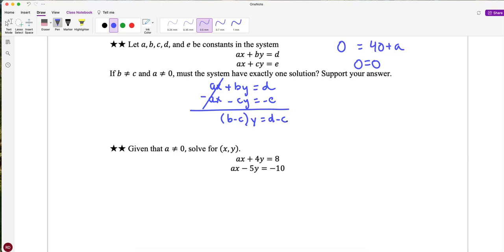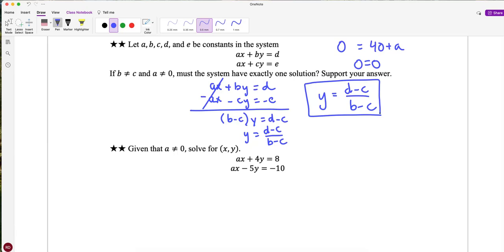They tell me that b is not equal to c. So that means that when I solve this, y is equal to d minus e over b minus c. That means the bottom is not 0. And if I know that a is not 0, then this system has a solution. So I do know that y is equal to d minus e over b minus c. Then I can substitute in to get the answer.